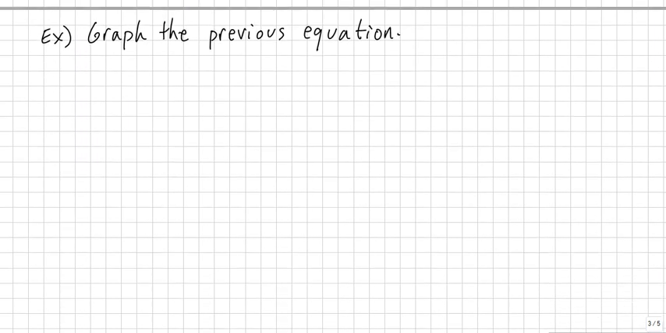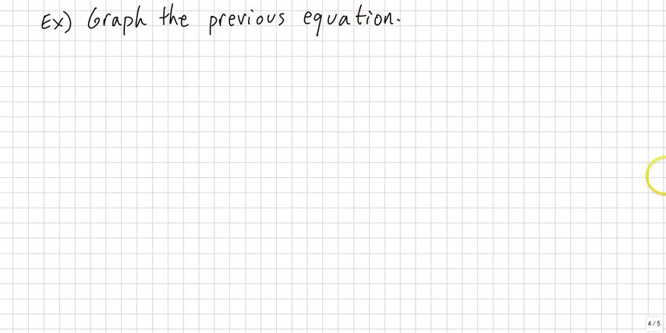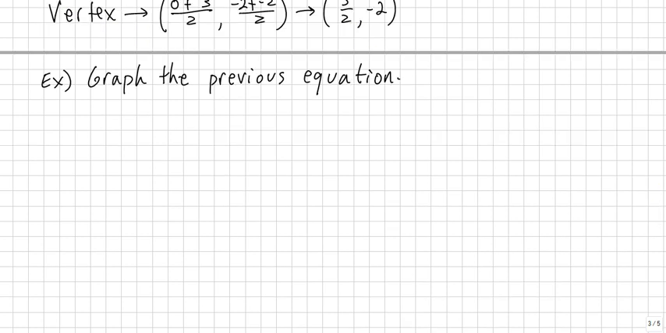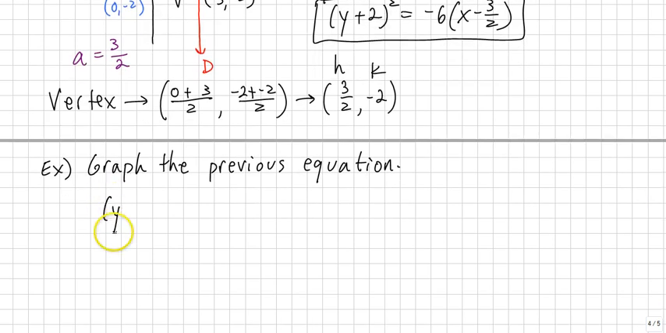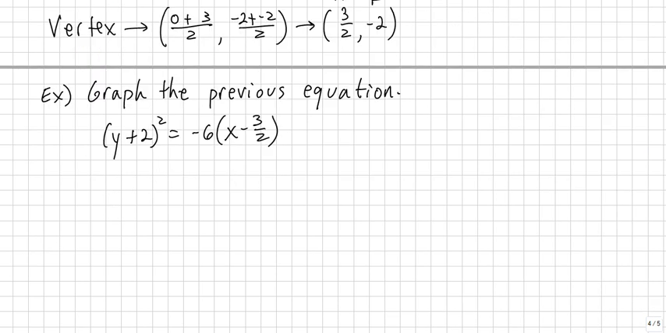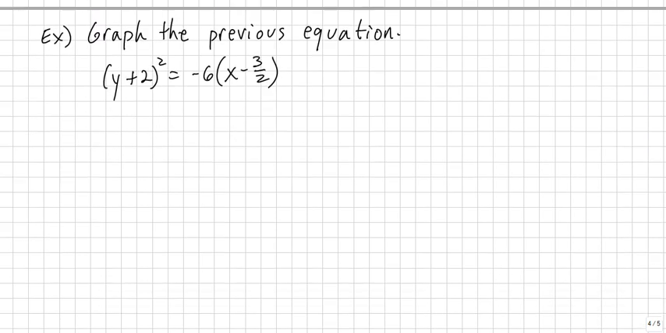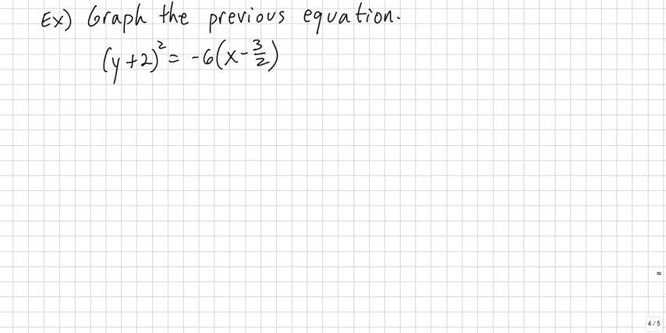All right, so in the next example, let's go ahead and just graph the parabola we just found. So our parabola was (y + 2)² = -6(x - 3/2), and we want to graph that. To graph it, we need the vertex. We're going to need several things, so we'll talk about how to graph it real quick.